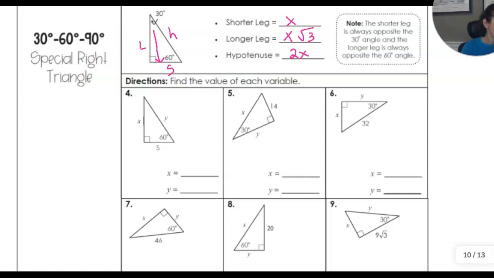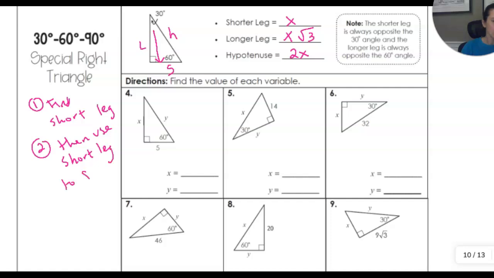So one more time: find the shorter side first, then use the short leg to find the rest of the sides.